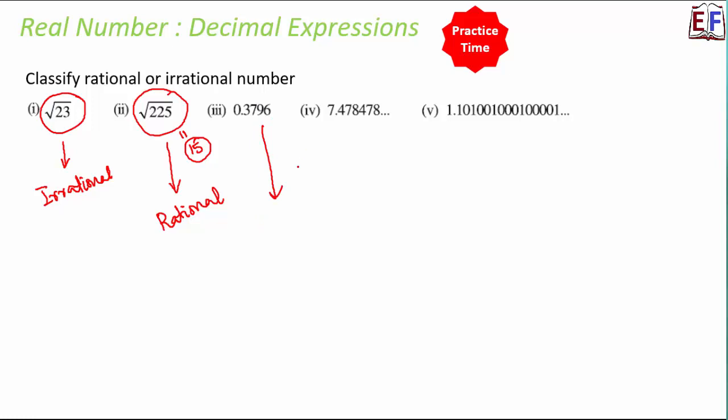0.3796. This is a terminating decimal. Therefore, this is a rational number. Next, 7.478478 and so on. This is non-terminating, but this is repeating because we can see that 478 keeps repeating. Therefore, this is also a rational number.